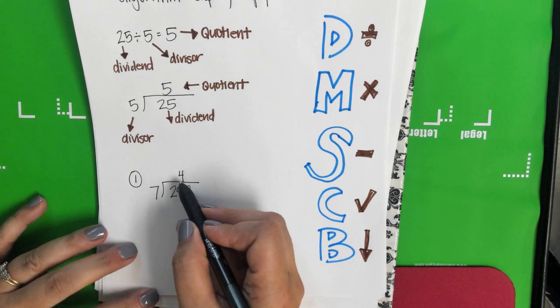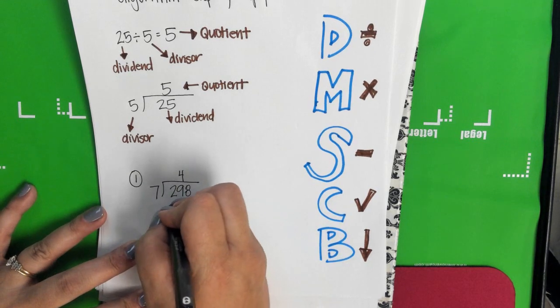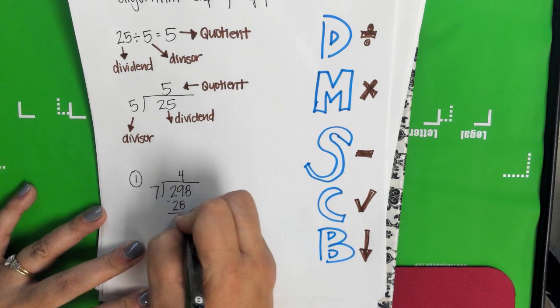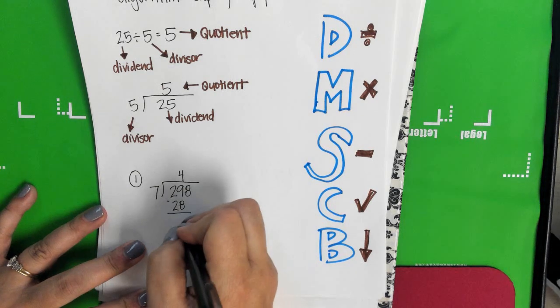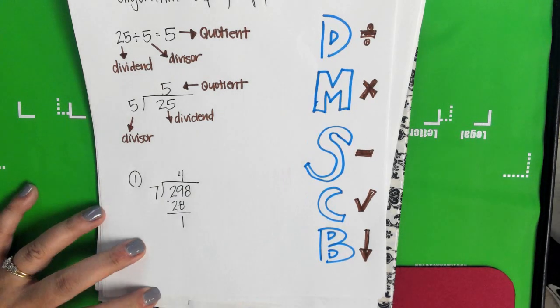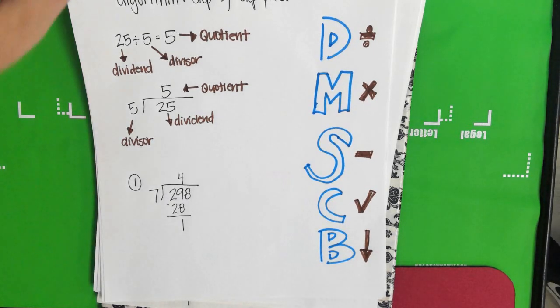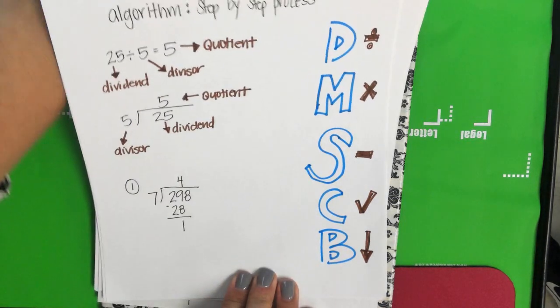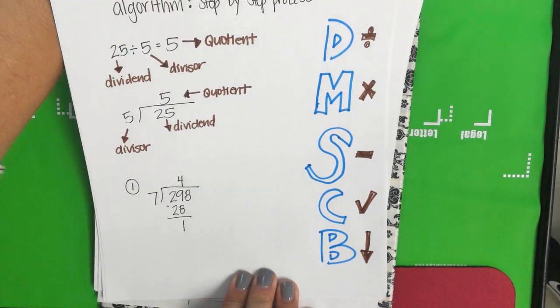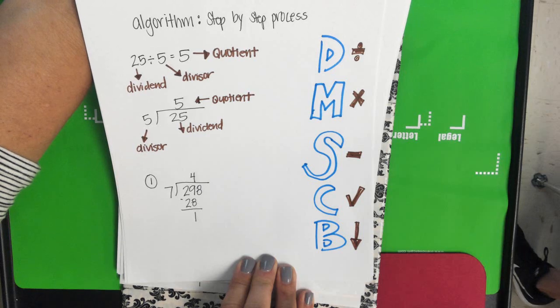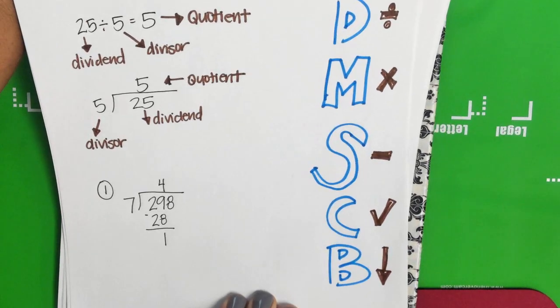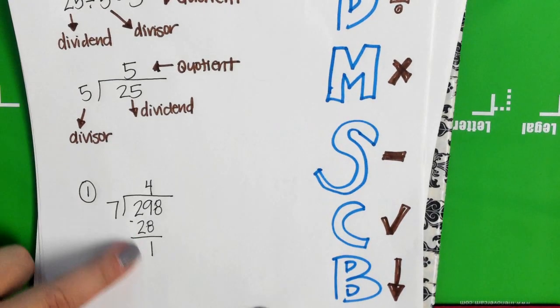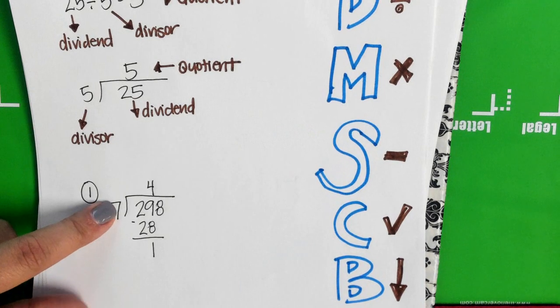So now we multiply back. 7 times 4 is? Okay, what do I do after multiplying? And that gives me 1. Now, here's where we're checking. I'm going to zoom in just a second. What I'm checking, and that's the C part of my algorithm, I'm checking to see that this number is smaller than my divisor.